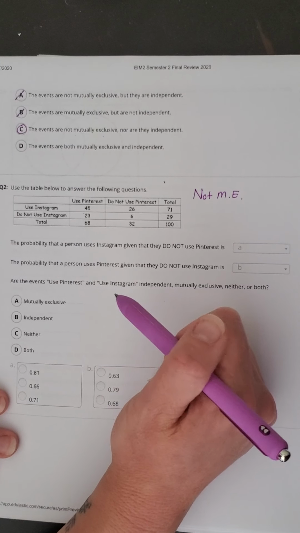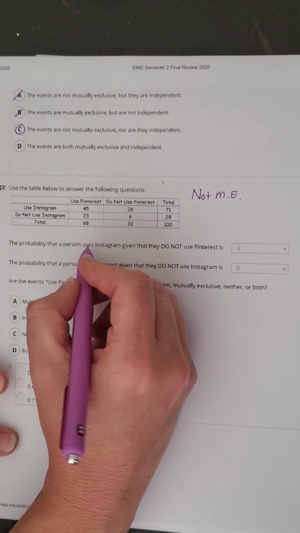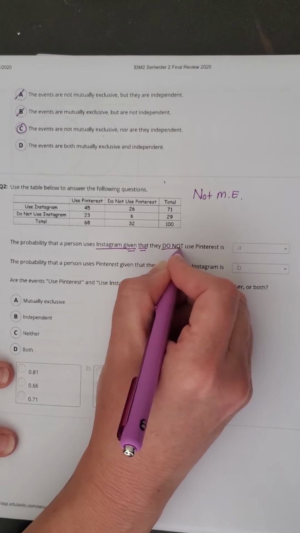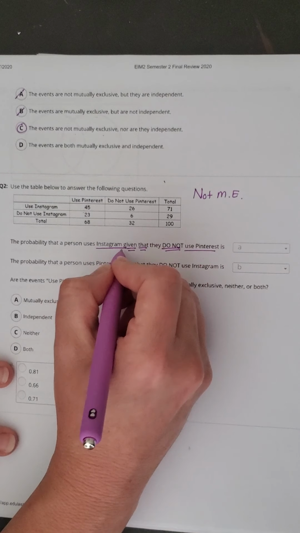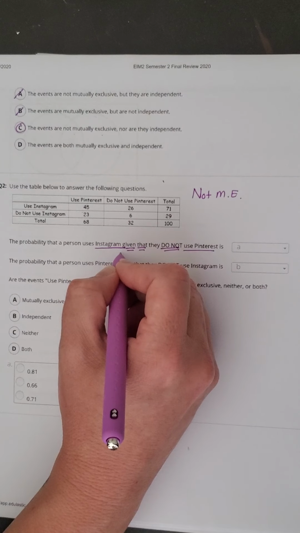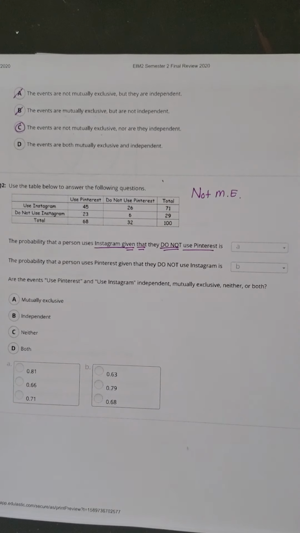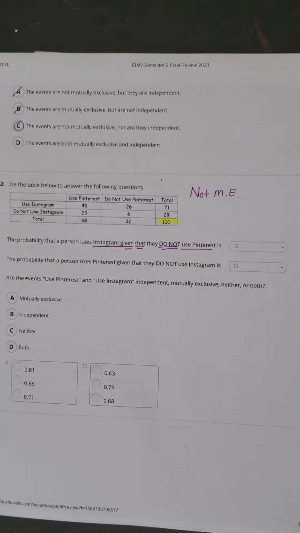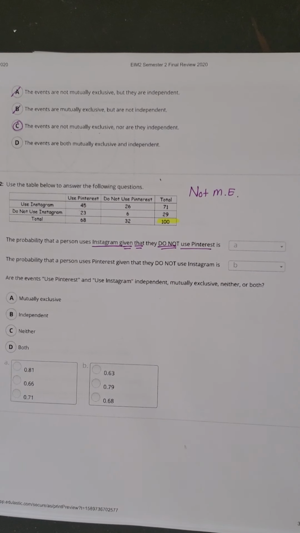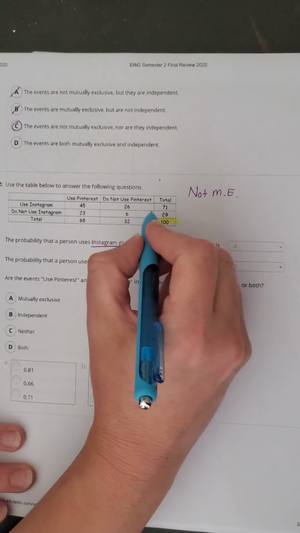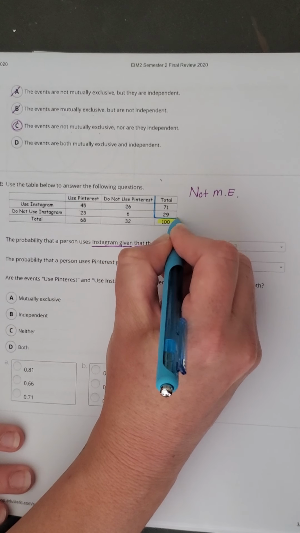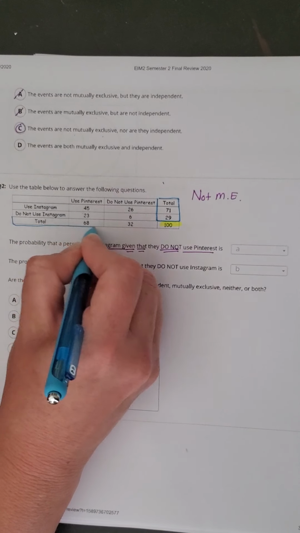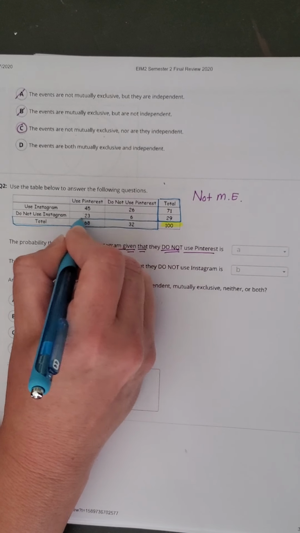Okay. So this question says, what is the probability that a person uses Instagram given that they do not use Pinterest? Okay, so given that is going back to conditional probability. So remember that normally in the two-way table, almost always we divide by 100. And the only time that we won't do that is using conditional probability. So in conditional probability, we'll either divide by these, 71 or 29, or we'll divide by these, 68 or 32.